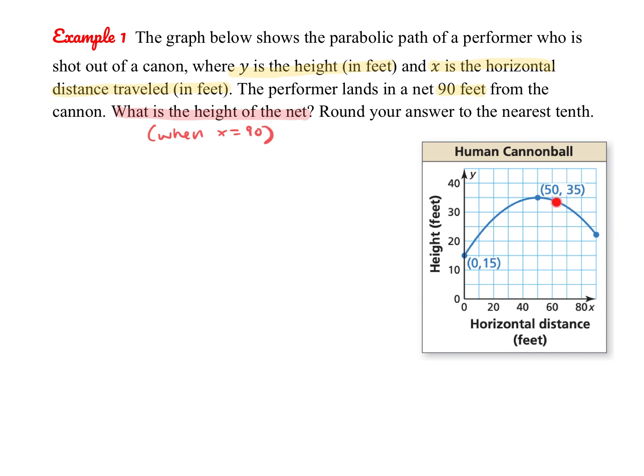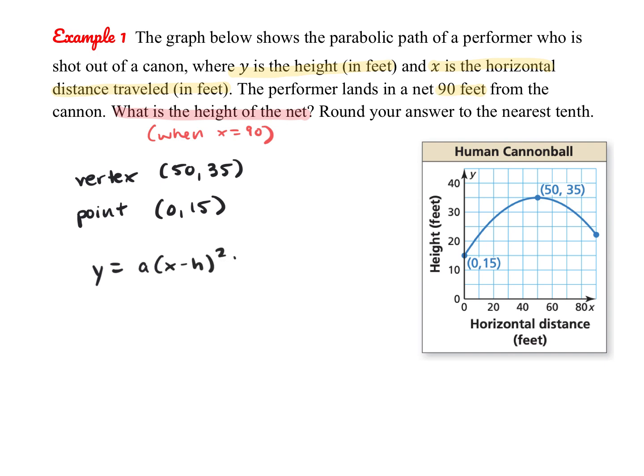So for this one, you'll note that we have the vertex, which we can see in the graph is (50, 35), and we have an additional point. In this case, it's that y-intercept, but any additional point will work. You'll note here, when x is 90, this point we don't know. We can't just estimate it. We have an idea of what that y value is, but to get an exact answer, we need to create the model. Remember, if you are given the vertex and an additional point, we are going to use that vertex form to help us model.